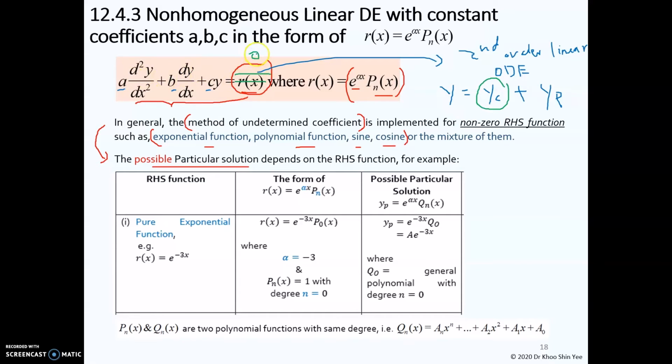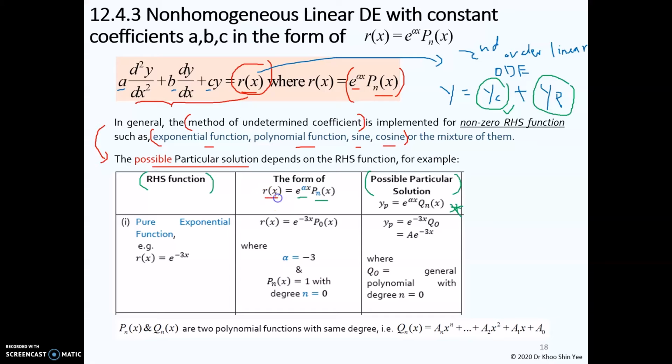By solving this homogeneous ODE, we can obtain the complementary solution. Now we will learn how to find the particular solution based on the right-hand side function. So this method is called the method of undetermined coefficient. Based on the right-hand side function, which is the mixture between the exponential and the polynomial function, we can propose the possible particular solution in this format.